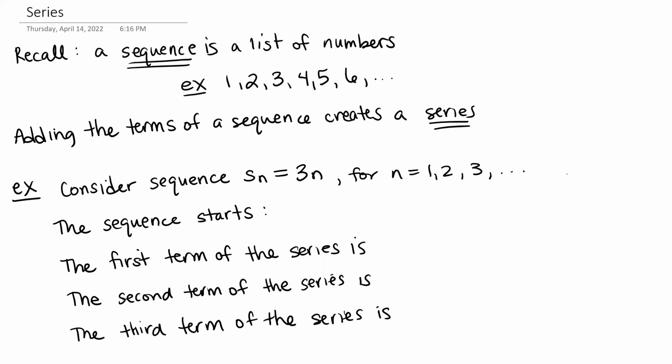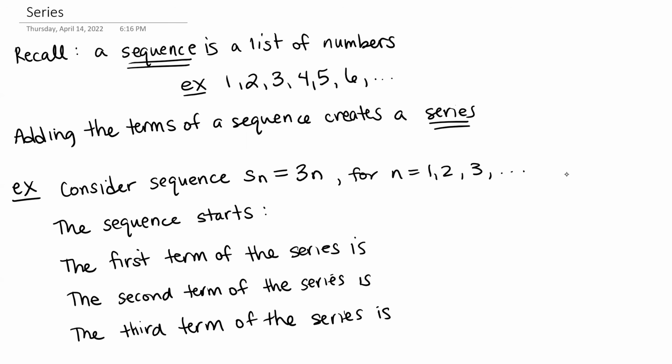Hello, mathematicians. In the previous video, we talked about sequences. And remember, a sequence is an infinitely long list of numbers. So for example, we could have a sequence of 1, 2, 3, 4, 5, 6, 7, and we could keep on counting forever. So that is one sequence. Now, if we take the terms of the sequence and add them up, this creates what's called a series. So we can use a sequence to create a series.